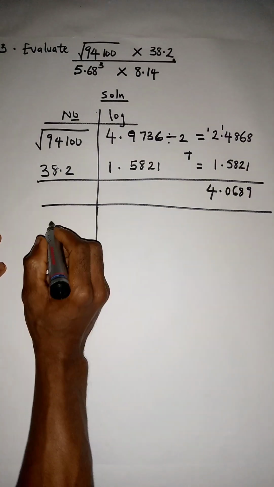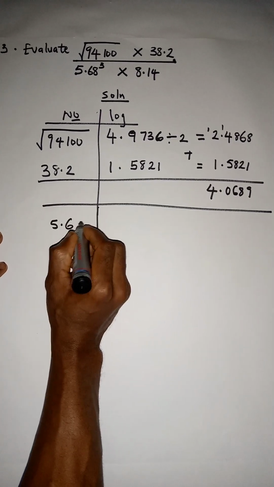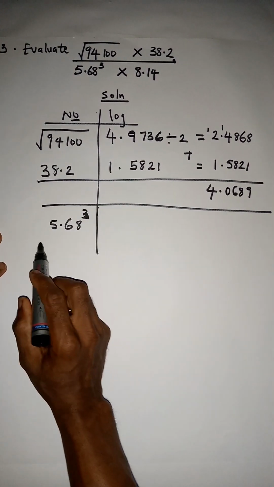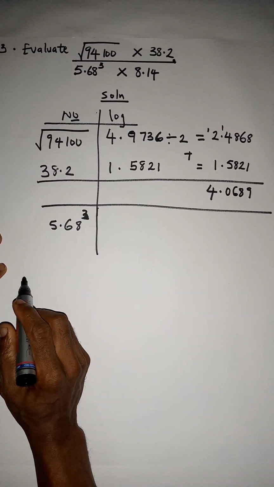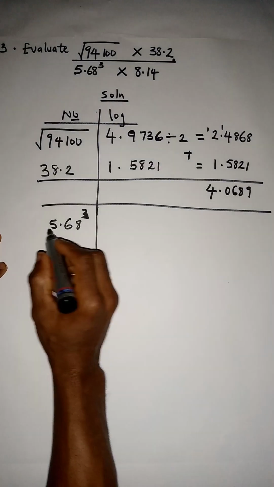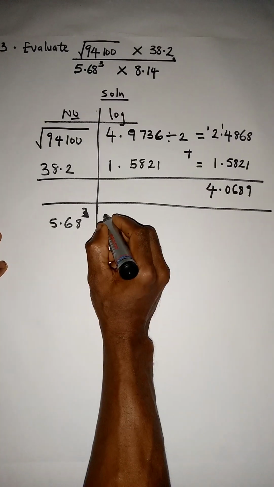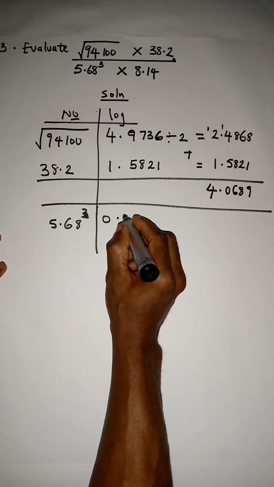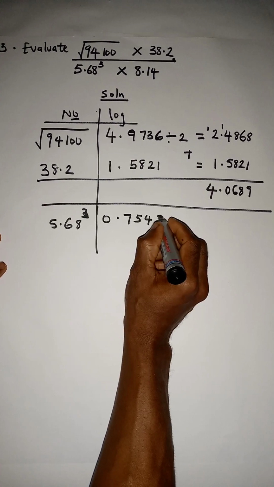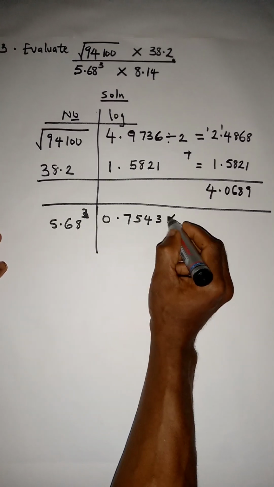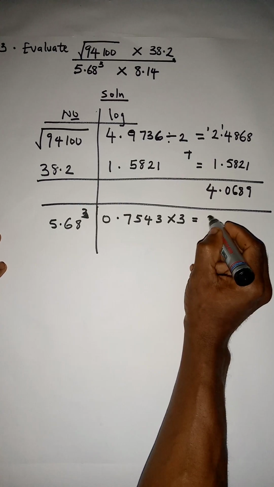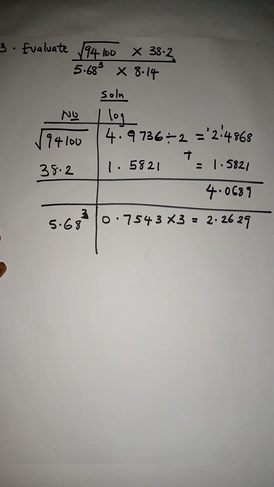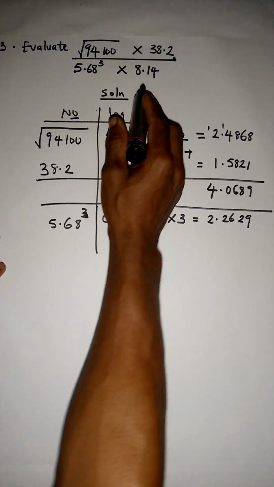The first number here we have is 5.68 raised to the power of 3. First of all, we get the logarithm of the number and multiply it by 3. We have one digit, so 1 minus 1, we have 0 point. Logarithm of 56 under 8, we have 7543. Times 3 the power, and we're going to have 2.2629.